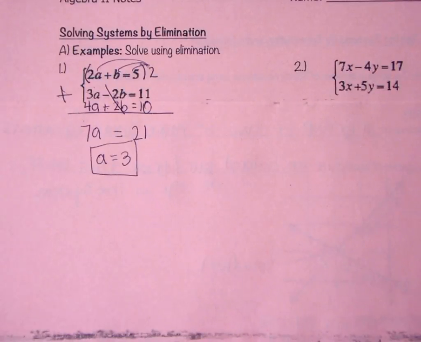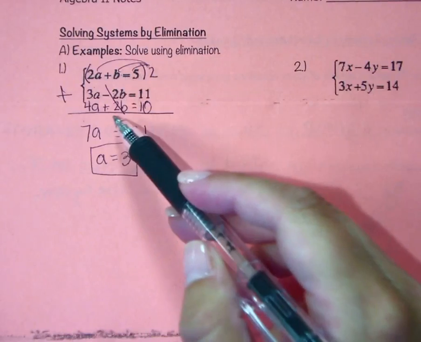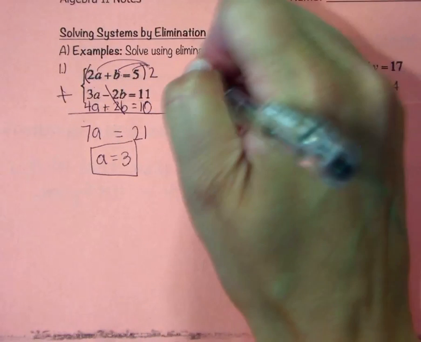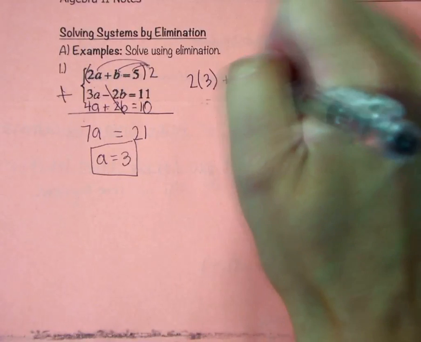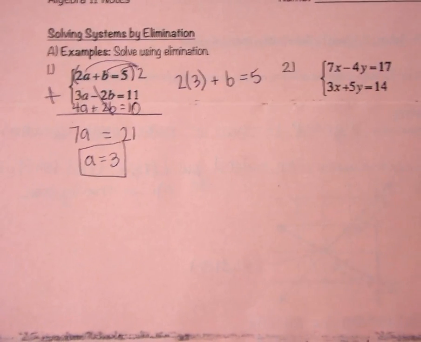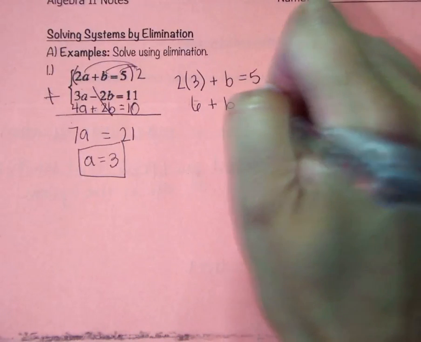And then again, just like we did with substitution, to find the value of our other variable, take what we have and substitute it in any of your original equations. I typically just go back to the first one, plug in that 3, and solve for b. So 2 times 3 plus b equals 5. And we can solve from there.